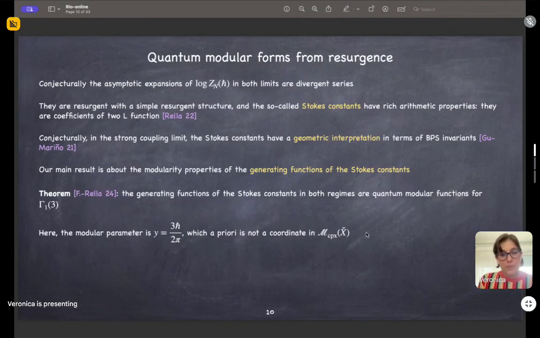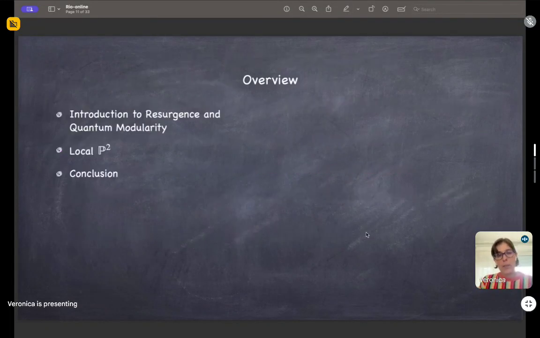And so what I would like to tell you now, of course with many more details, is first a quick overview of what resurgence and quantum modularity are, and then to see in more detail the example of local P2.